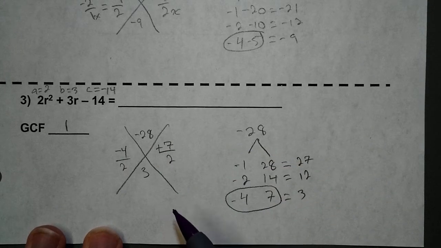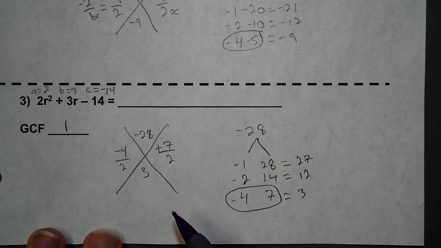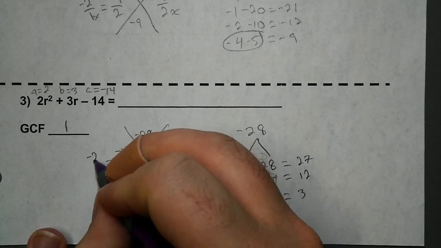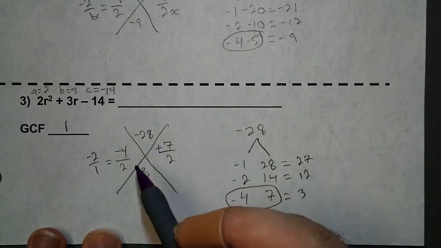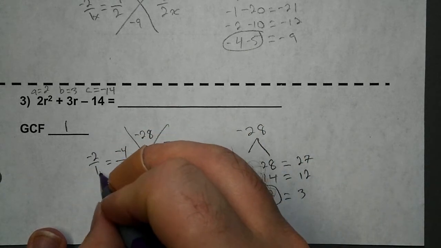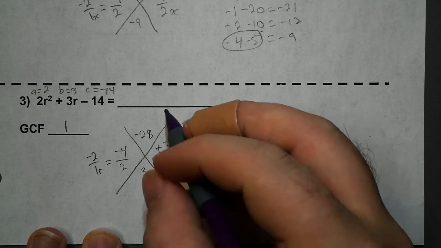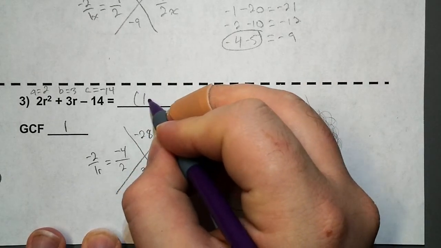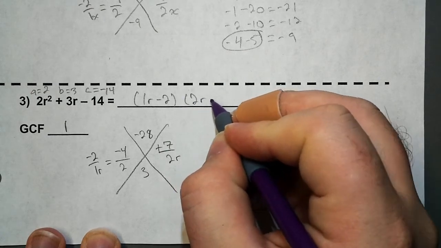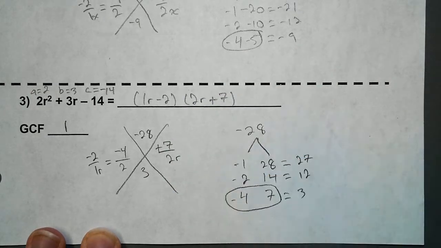Can we reduce any of those fractions? Yes, I could divide both of those by 2. I get -2 over 1. Can I reduce this one? No. So, bottom number gets our letter, and these are the factors. 1x minus 2 and 2x plus 7.